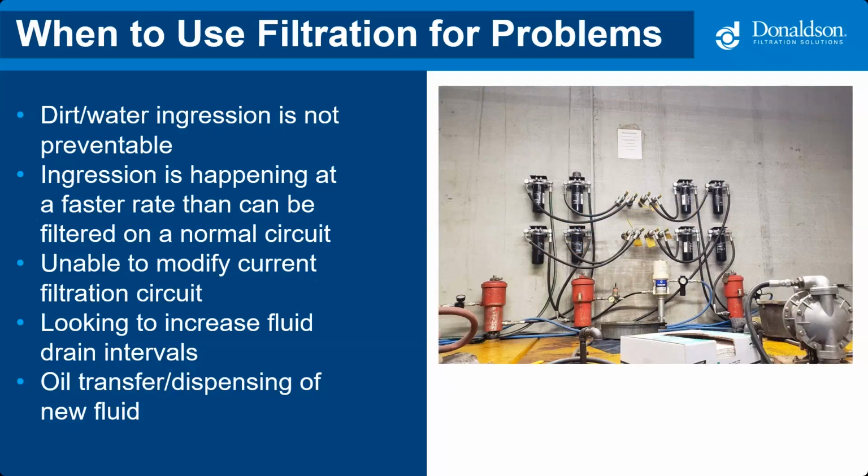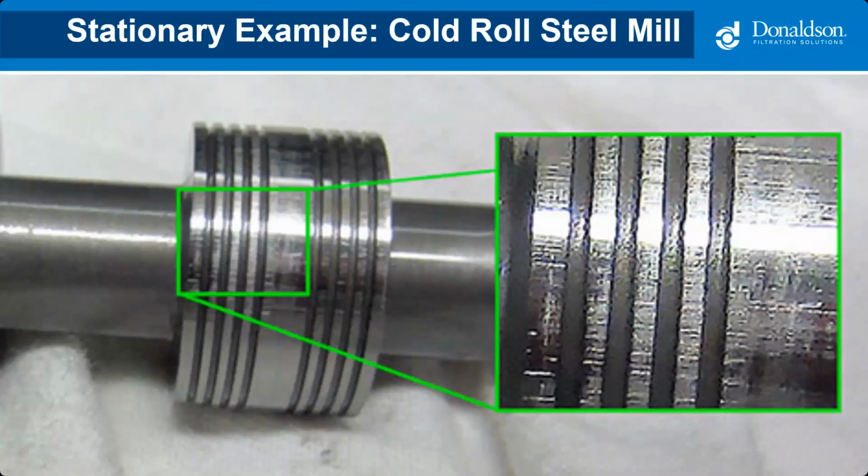Next, I wanted to go through a couple examples of where we've applied offline filtration to help that benefit for whoever is operating those pieces of equipment. First, I'd like to take a look. This is a stationary example of a cold roll steel facility.